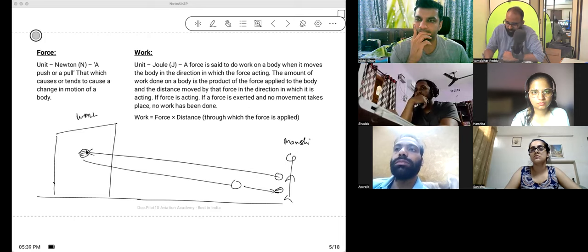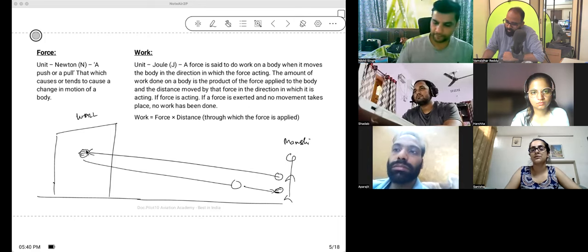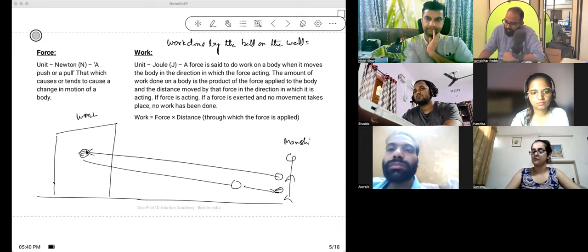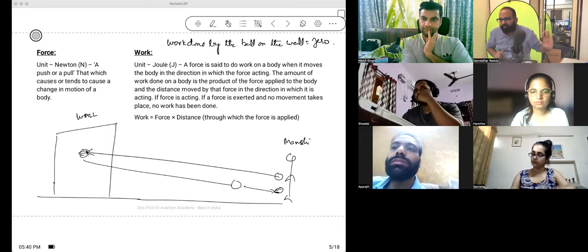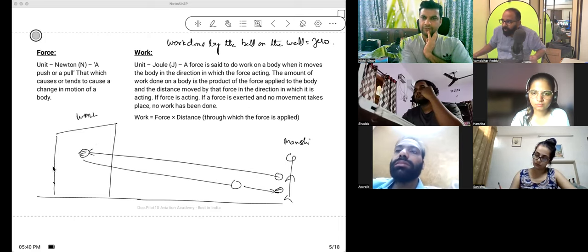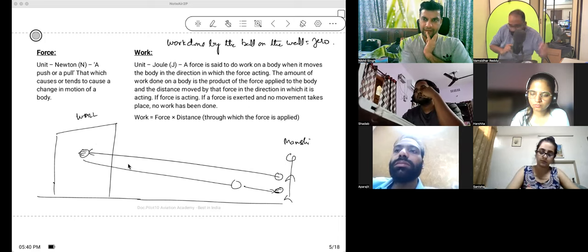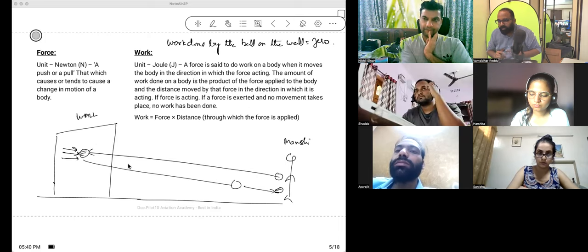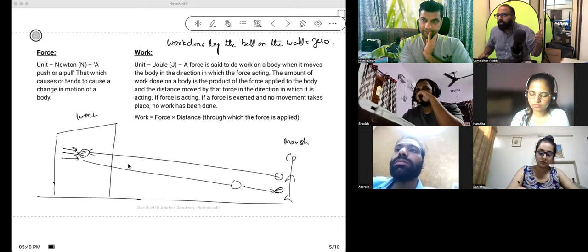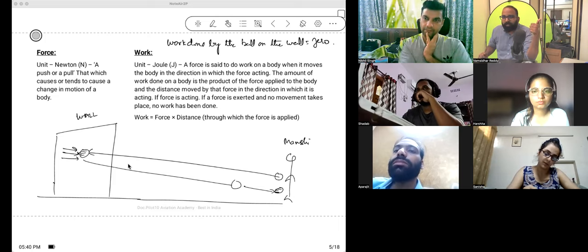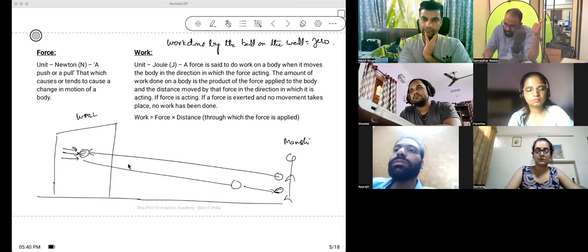Zero. Very good. Work done by the ball on the wall is how much? Zero. Why? When you hit the wall, the wall is not moving at all. But what happened? The wall is exerting a force on the ball so that the ball is coming backwards. Now, the ball is moving. That means who is doing the work? Work is done by the wall on the ball. Clear? In this case, work is done by the wall on the ball.